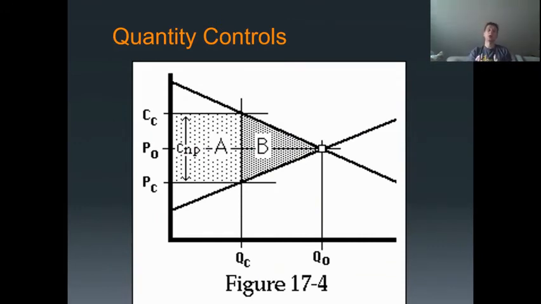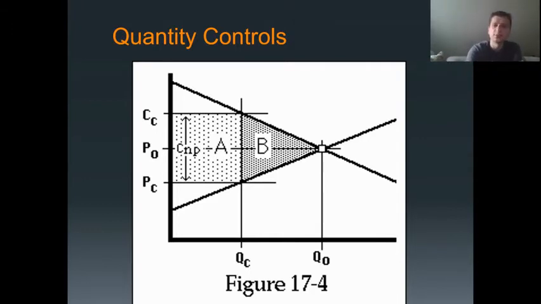Quantity controls are when, instead of restricting price, you restrict quantity. So you'll see this referred to as a quota. Sometimes you'll see it as licenses being sold, things like that. Liquor licenses are probably the most common one that we see today. And up until Uber and Lyft, taxi medallions were a great example of quantity controls. This is when you have some sort of behavior that you're trying to limit for some reason.